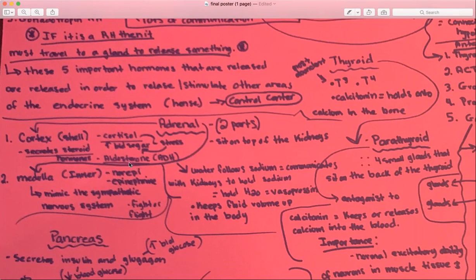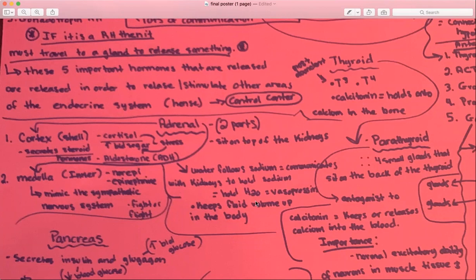So we have aldosterone, which we also call ADH. Remembering that water follows Na, sodium, right? So water follows sodium. What that means is that aldosterone is telling your kidneys when it needs to hold on to sodium. Why is it holding on to sodium? Because it's telling it to hold on to water.